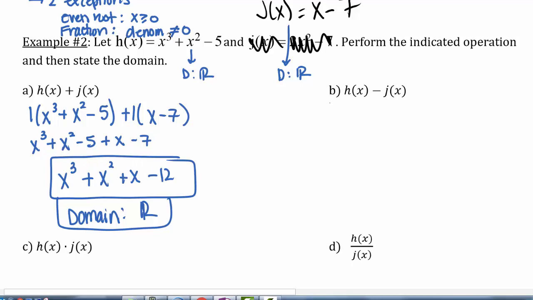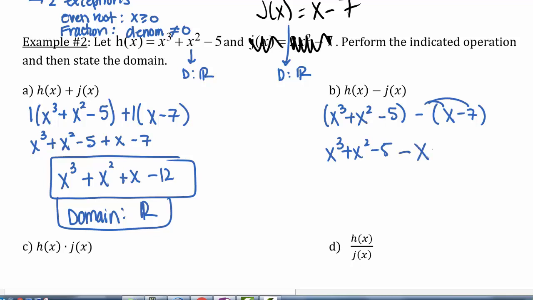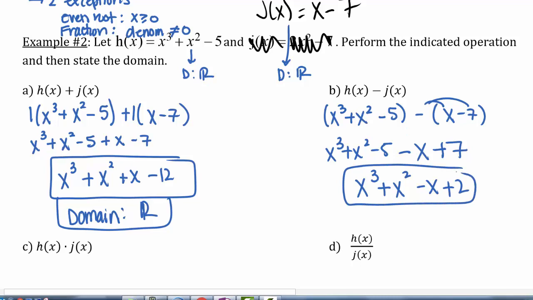So now let's do h minus j. So x to the 3rd plus x squared minus 5 minus x minus 7. So that's x to the 3rd plus x squared minus 5. I'm going to distribute this negative. So minus x plus 7. When I combine my like terms, which I don't really have very many, just this negative 5 and 7, I get a plus 2. Okay, x to the 3rd plus x squared minus x plus 2. And my domain is all real numbers.